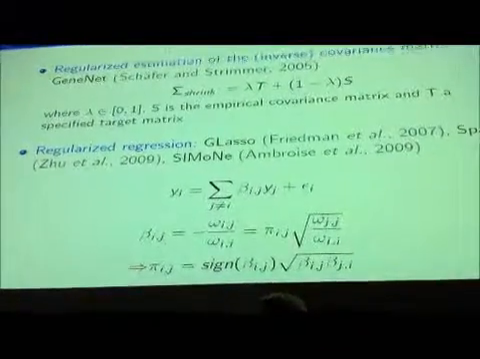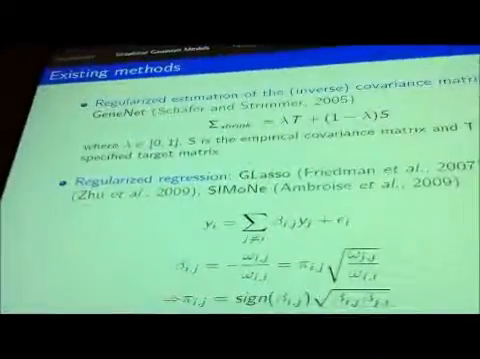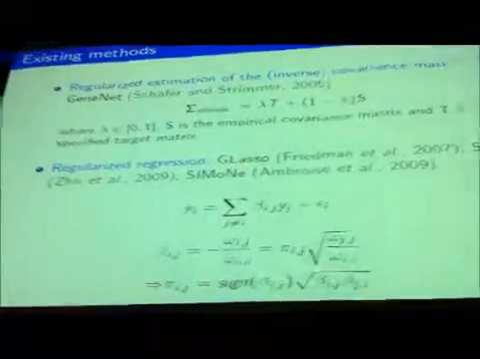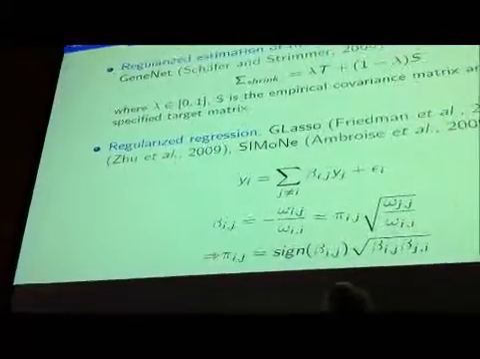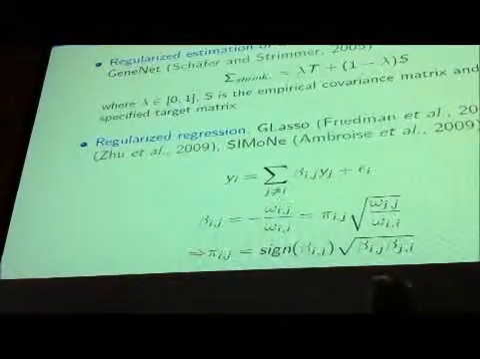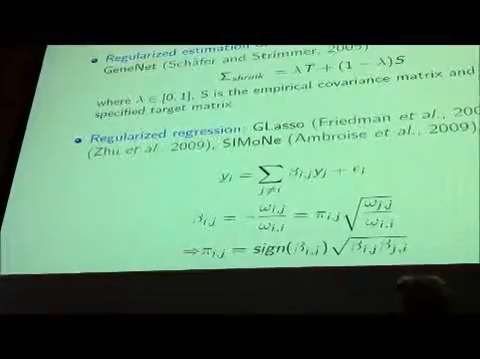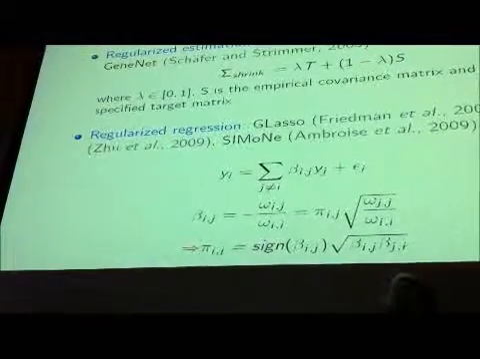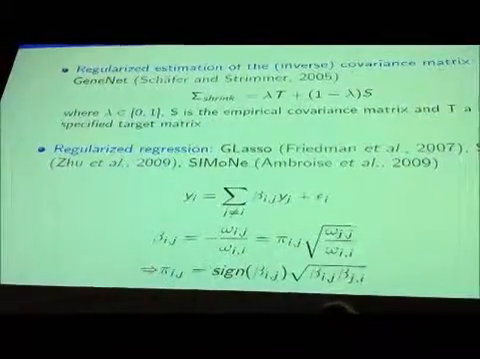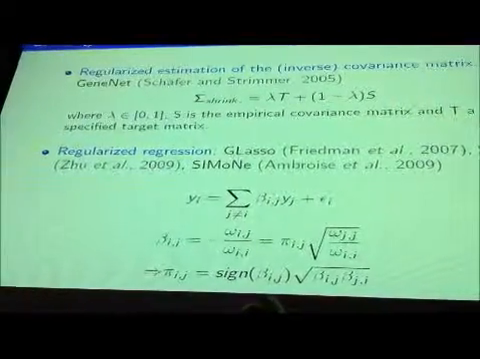And one of them was introduced by Schaeffer and Strimmer in 2005, and they proposed a shrinkage estimator of the covariance matrix. Here, lambda is the tuning parameter, T is a target matrix that corresponds to a low-dimensional submodel, and S is the empirical covariance matrix. So the aim is to create an estimator that can be easily inverted.